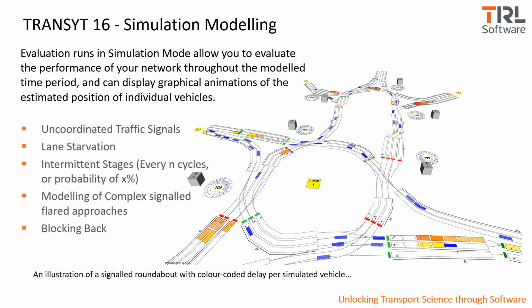It allows you to model, crucially, uncoordinated traffic signals. Transit assumes a cyclical nature of signals, so it's not really geared up to modelling uncoordinated traffic signals, so the simulation model gets around this problem. It can deal with lane starvation inherently within the model. Intermittent stages can be accommodated as well, as I just mentioned in the previous slide. Complex signal flare approaches can be modelled very well, and blocking back effects as well. The original model had a blocking back effects model, but this is a more natural way of modelling it throughout the whole network.